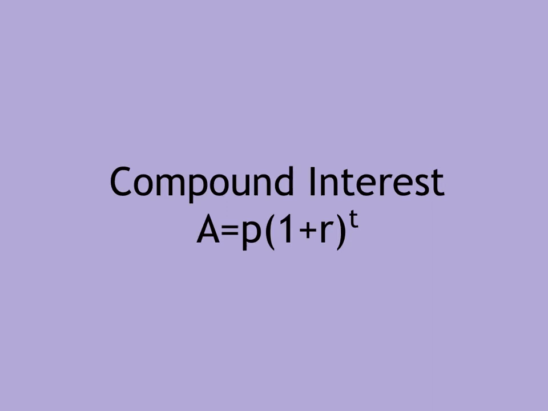Today's video is about compound interest. This video uses a formula for interest that is compounded annually. A equals P, open parentheses, 1 plus R, close parentheses, to the T power.